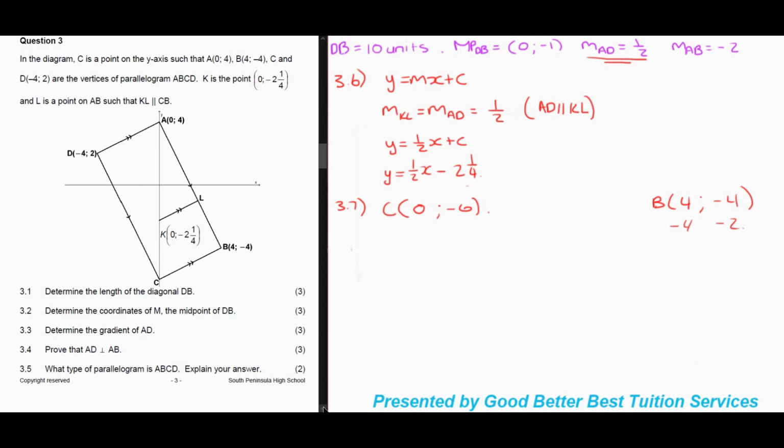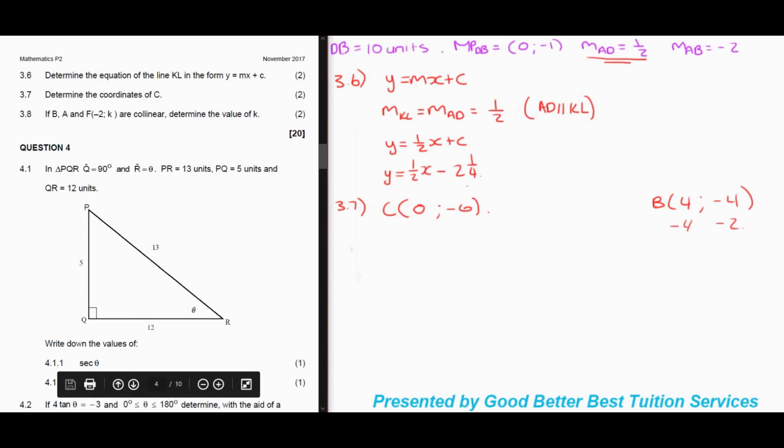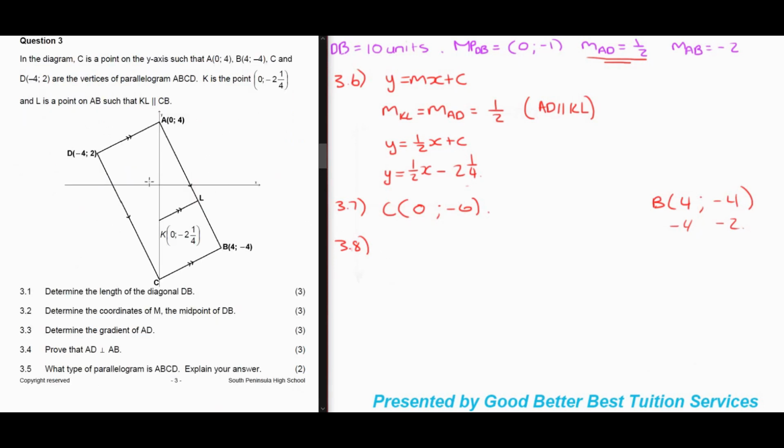Now let's have a look at our last question, which is 3.8. It says, if B, A and F are collinear, determine the value of k. So we're trying to find the value of k, and they've told us that B, A and F are collinear. F isn't in the diagram over here. They're just letting us know that F is a point that lies on the same line as AB. That's basically what collinear means: they're on the same line. So if they're on the same line, they have the same gradient. Let's take what they told us: F is (2; k). We're trying to find the value of k, and since they're on the same line, it's the same gradient.